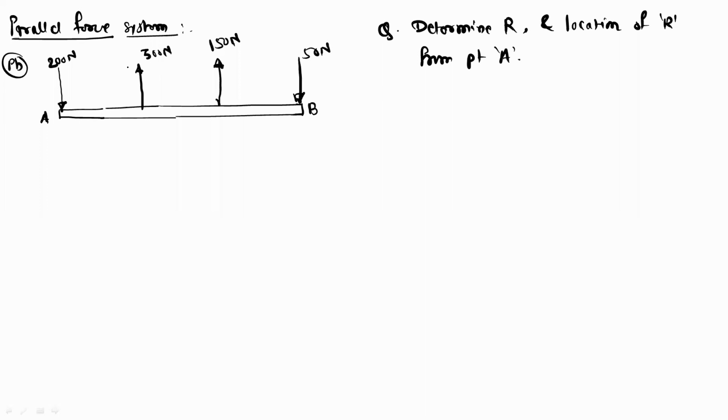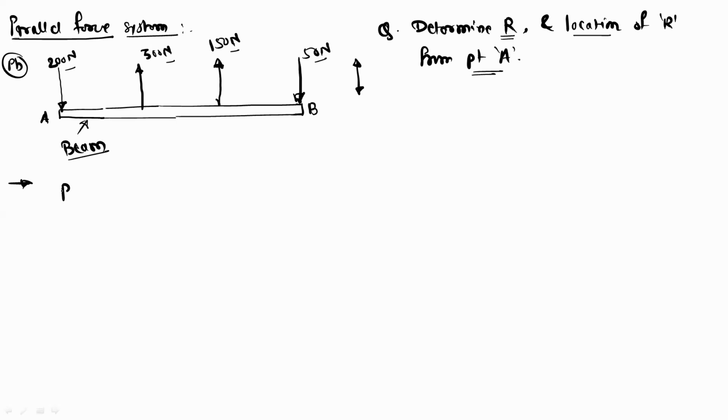So this is the problem on the parallel force system. In the parallel force system, this beam AB carries 4 forces: 200 Newton, 300 Newton, 150, and 50 Newton. So all these forces are acting only in the y direction, positive or negative y. Question is, we have to find out the resultant R for the given parallel force system and its location with respect to point A.